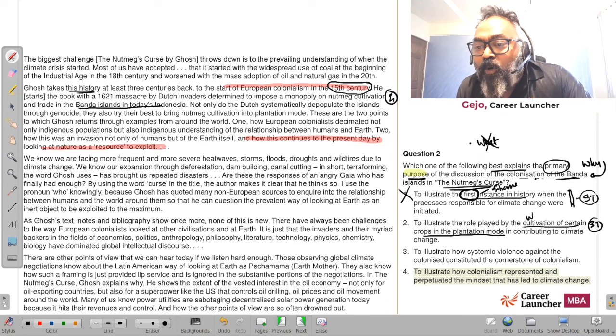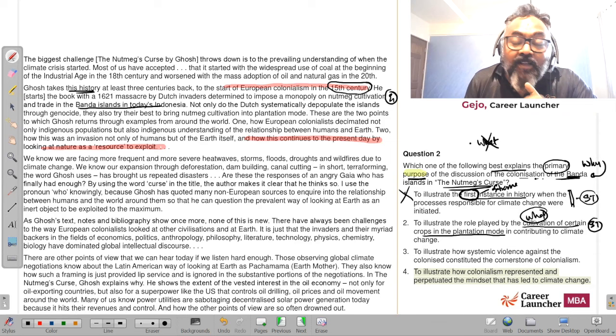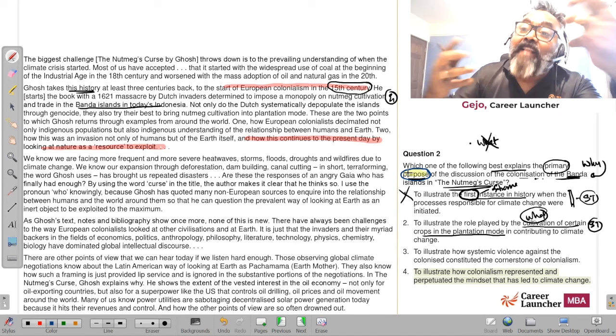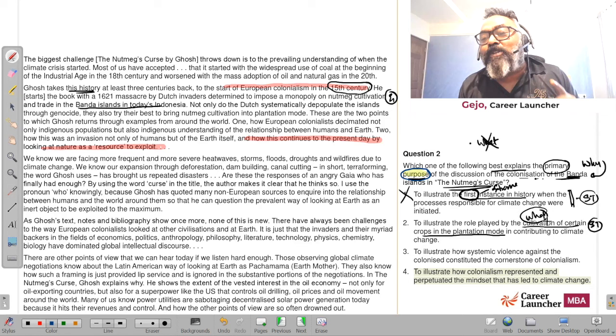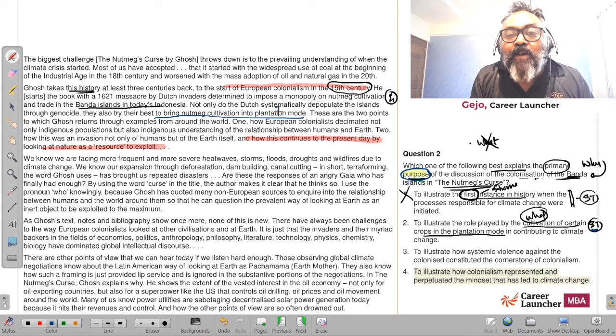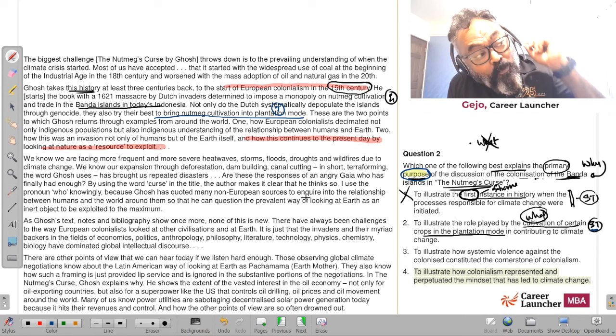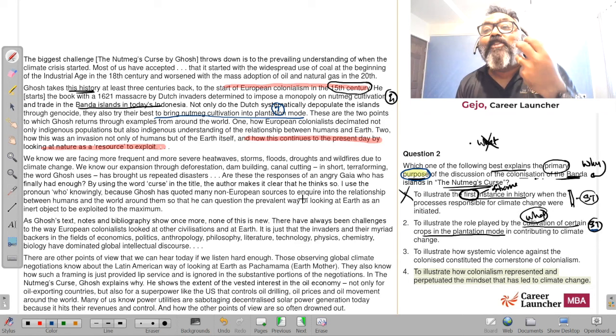But the question is not asking what happened in Banda Islands. The question is asking what is the purpose as to why this was part of the discussion. You can guarantee that in specific function questions like this, there'll be one answer choice which will sidetrack you. It gives you something that happened here, which is a true statement, but the question is not asking what happened in Banda Island. The question is asking why is that particular example part of this conversation that the author is having here?